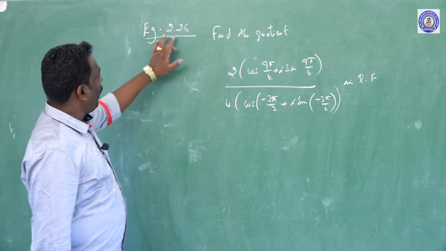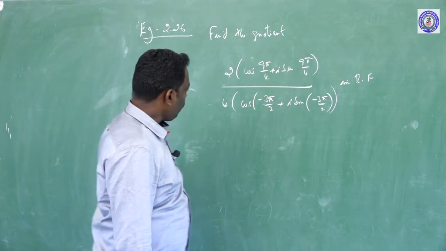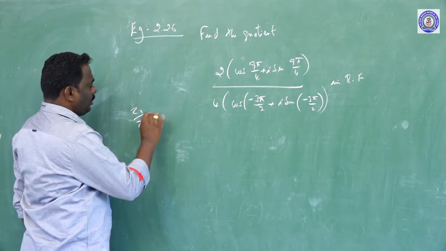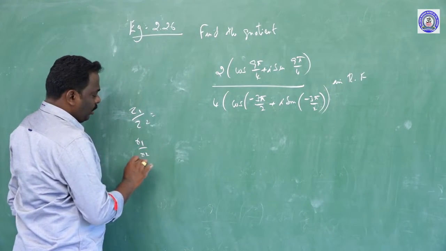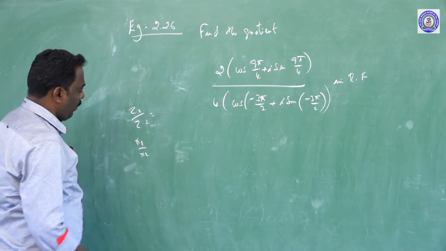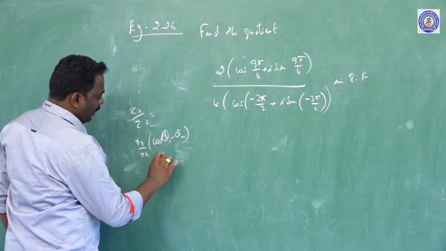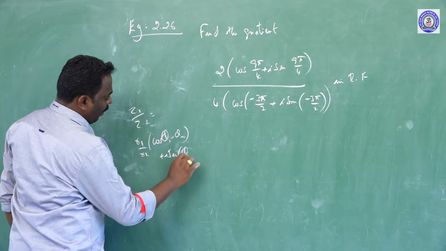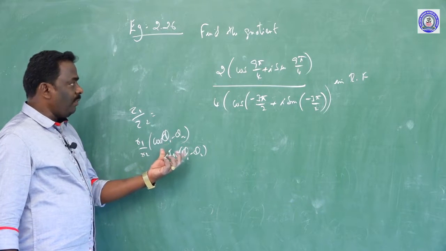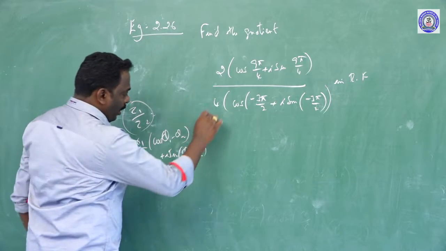Next, example number 2.26: find the quotient of the complex numbers in rectangular form. So now we know Z1 by Z2 is equal to R1 by R2, just dividing the scalar, times cos of theta 1 minus theta 2 plus i into sin of theta 1 minus theta 2. Just taking the difference of the arguments of the two complex numbers by applying the quotient property here. Now the same we want to do here.